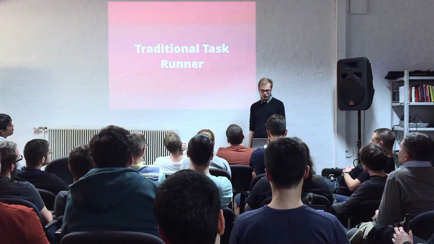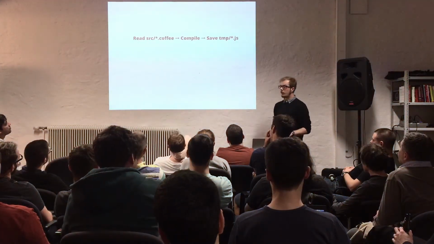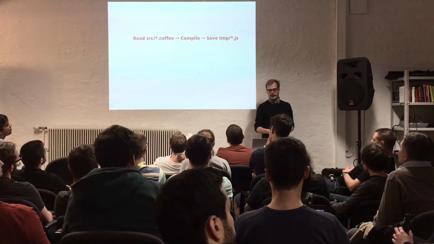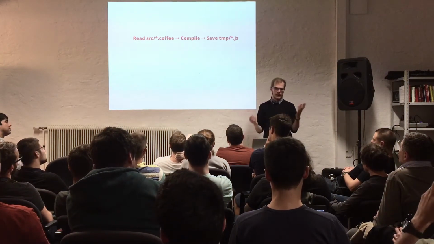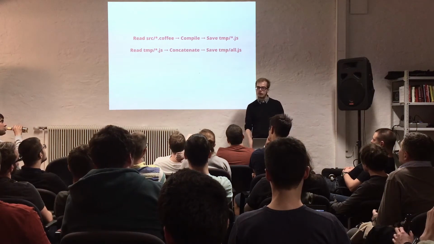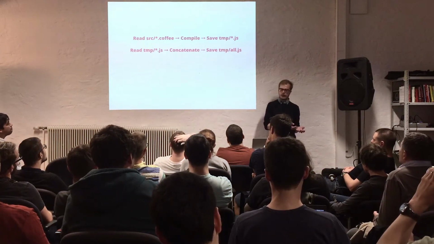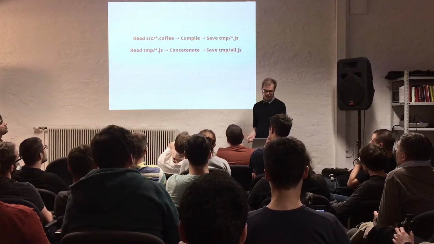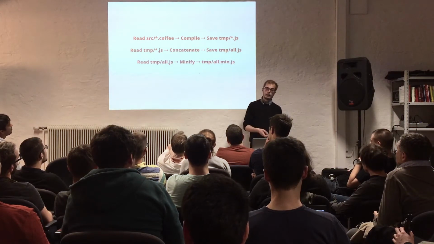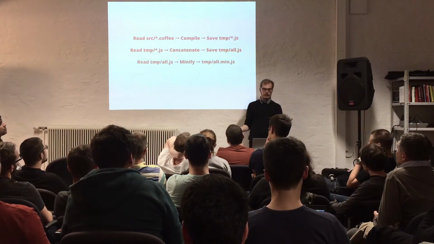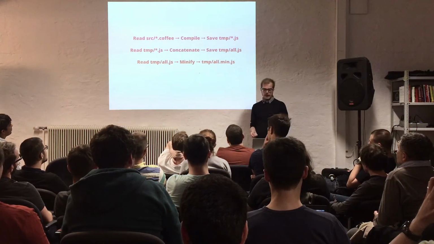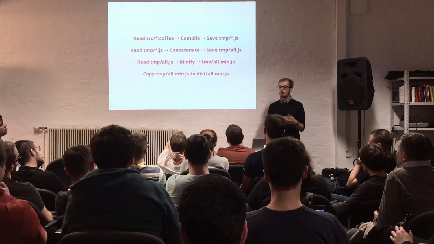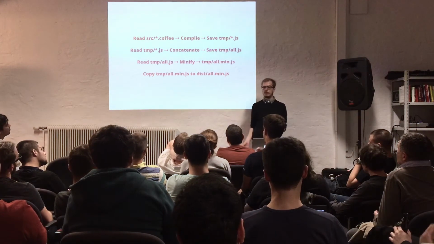A traditional task runner would do it like this. It would first read all the .coffee files, invoke the CoffeeScript compiler, and then save JavaScript files somewhere in a temp directory. Then it would read all the files from the temp directory, concatenate them, and then save them into, let's say, an all.js file. In the next step, we read the all.js file, minify it, and then write an all.min.js file. And in the last step, we need to move that file to the dist directory.